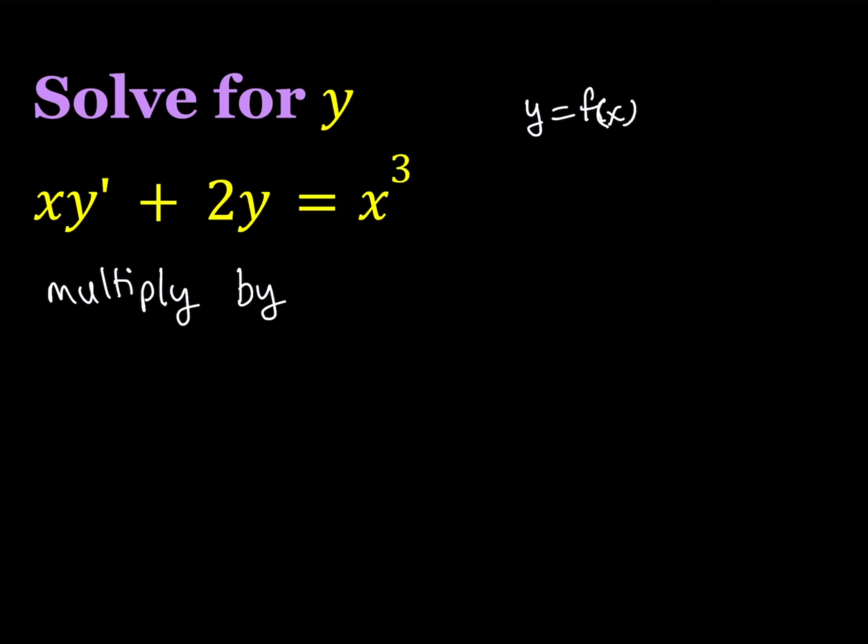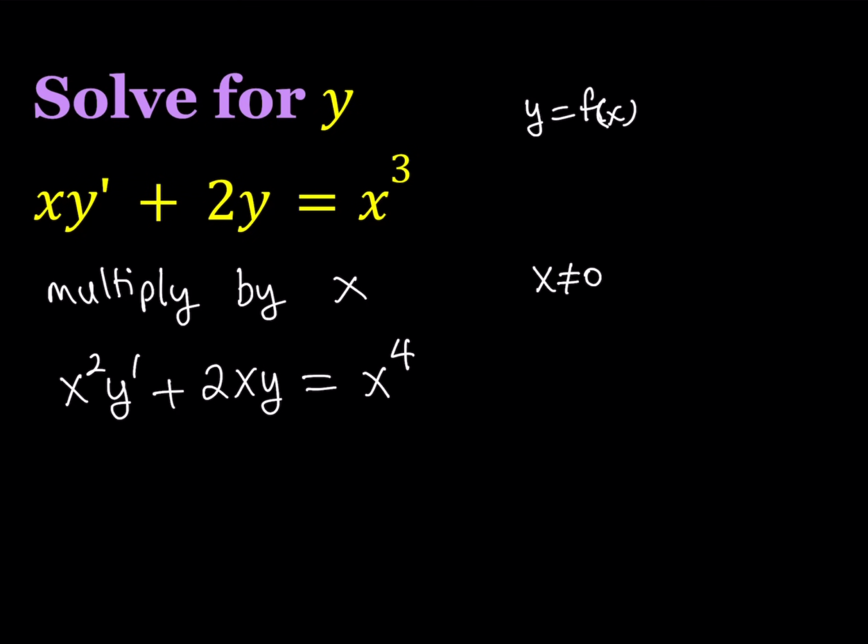So that's my goal. And of course, in this case, I don't want x to be 0. At the end, you're going to notice that x equals 0 actually causes some trouble as well. Okay, so let's go ahead and multiply everything by x. That gives us x squared y prime plus 2xy equals x to the 4th power.